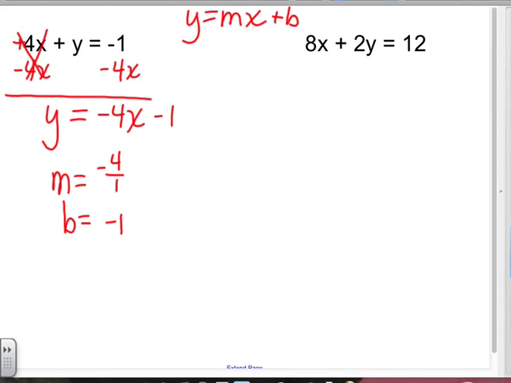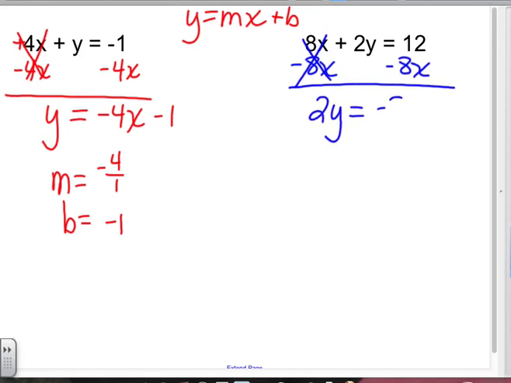So how do I move that 8x? I subtract 8x from both sides. That goes away. I've got my 2y there. There's my -8x. There's a positive 12. Now, I cannot have a 2y. That's technically not in good form, right? I need the y to be alone. The only number the y is allowed to have is that invisible 1.